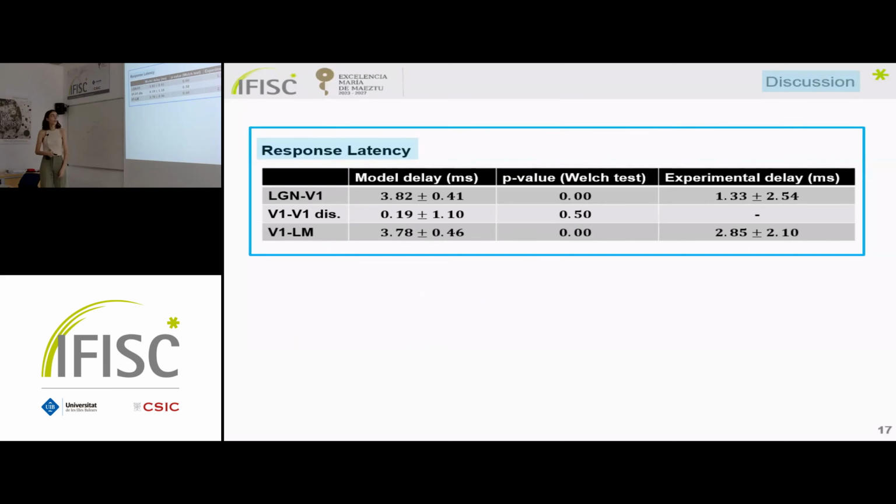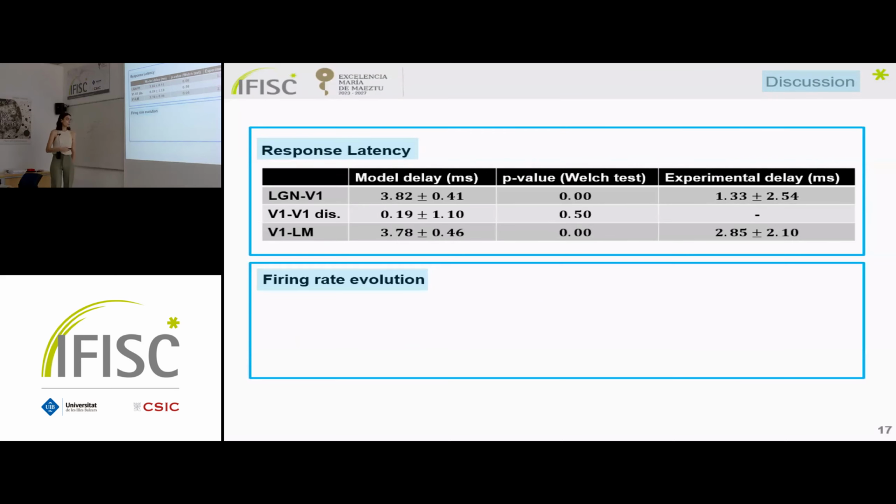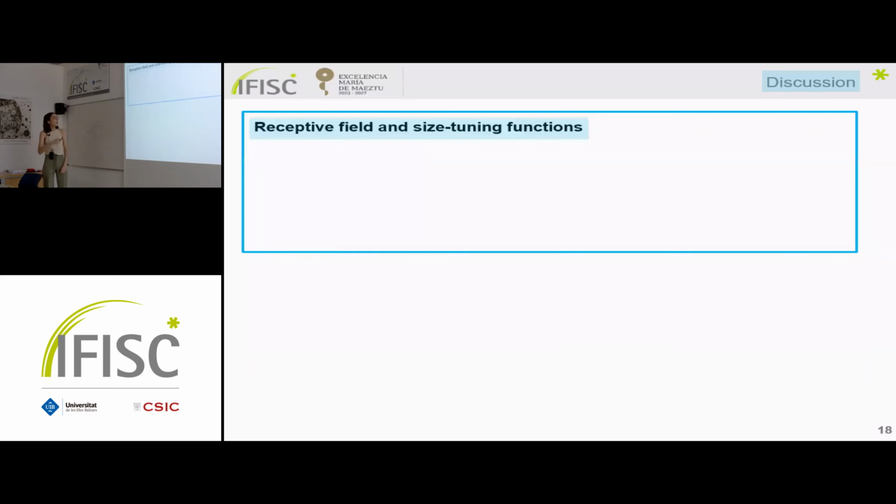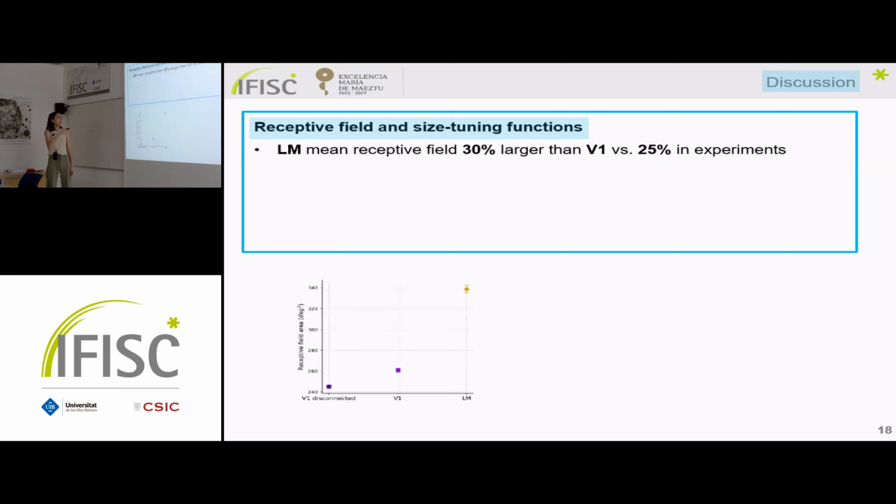was not significant. With respect to the firing rate evolution, we saw that there was a synchronization for the white flash, and that this synchronization was more pronounced in the disconnected version of the model. We also saw that neurons reacted faster to the black flash, which was an important result because this is also observed in experiments. And for receptive field and cystonin functions, we saw that LM mean receptive field is 30% larger than V1, and this percentage is 25% in experiments.